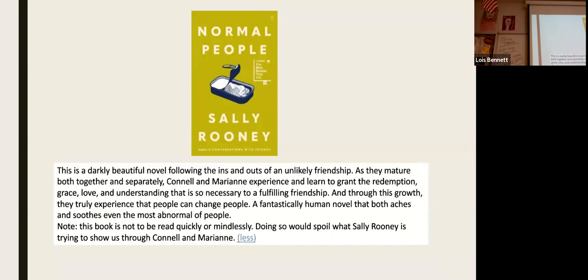This is a darkly beautiful novel following the ins and outs of an unlikely friendship. As they mature both together and separately, Connell and Marianne experience and learn to grant the redemption, grace, love, and understanding that is so necessary to fulfilling friendship. And through this growth, they truly experience that people can change people. A fantastically human novel that both aches and soothes even the most abnormal of people.